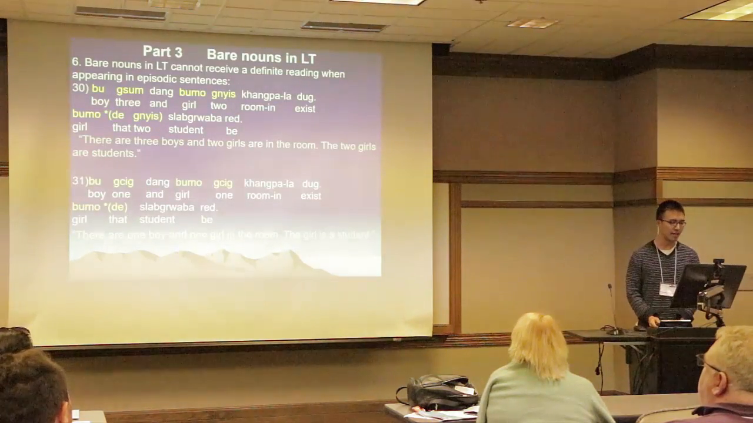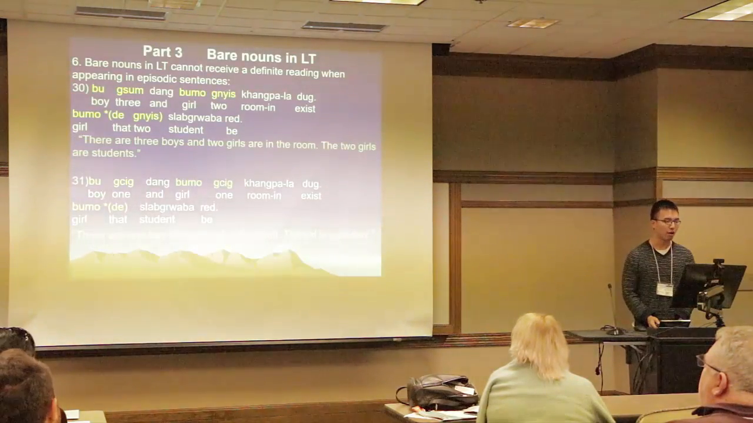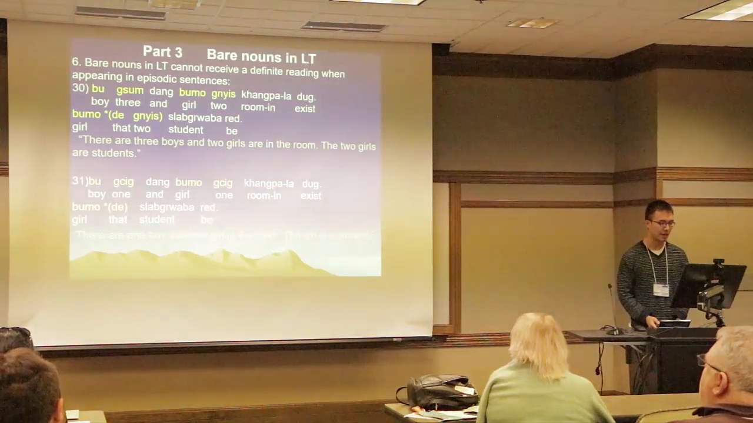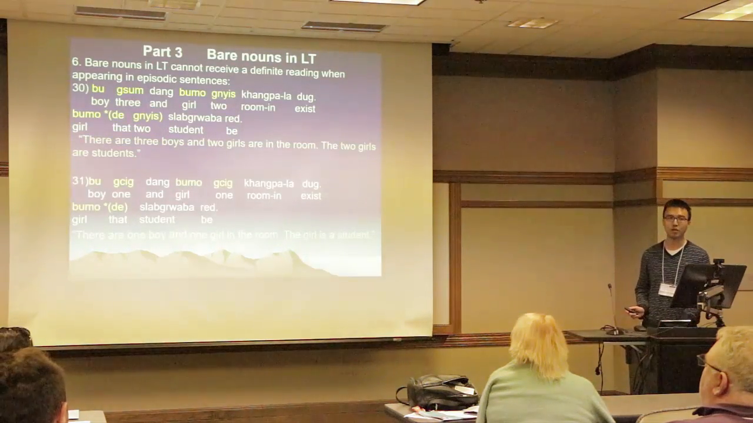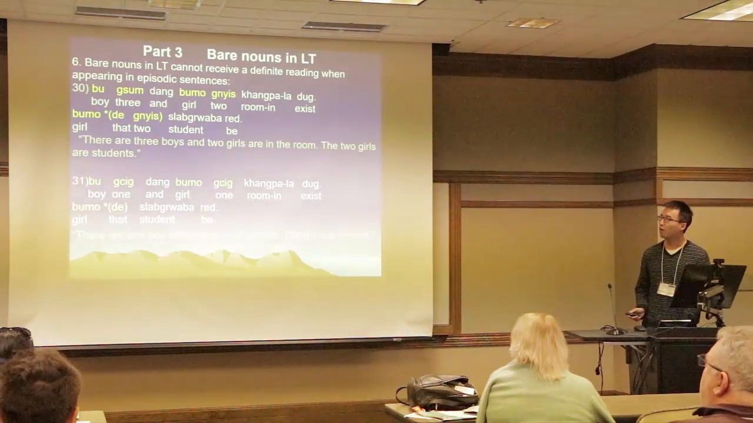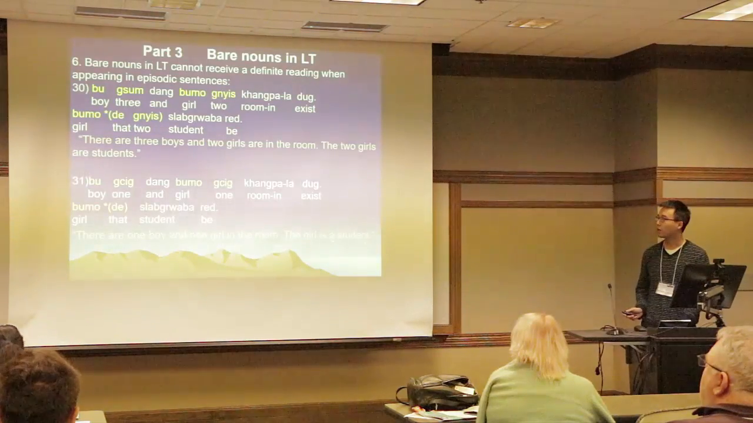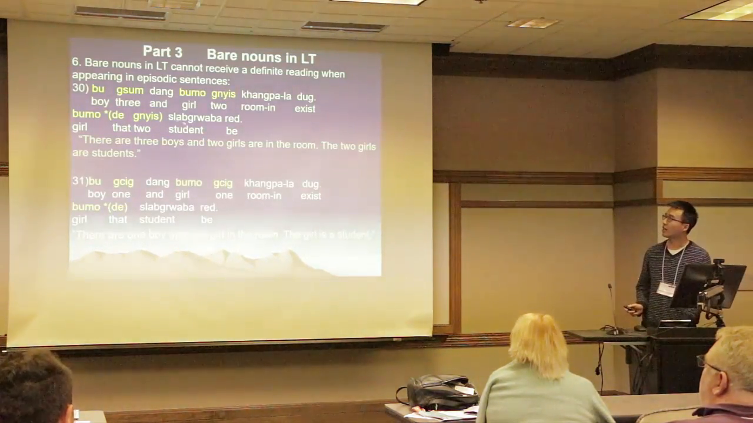The sixth property is that bare nouns in Lhasa Tibetan cannot receive a definite reading when appearing in episodic sentences. For example, in English, if you say there are 3 boys and 2 girls in the room, here we need to add the 2 girls, or the girls are students. There are 1 boy and 1 girl in the room, and we need to add the girl is a student. So in Lhasa Tibetan, it's the same.